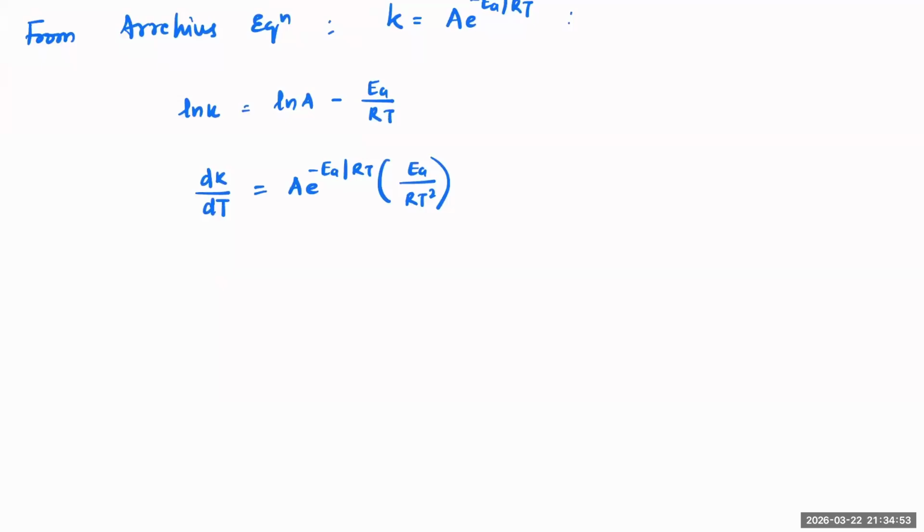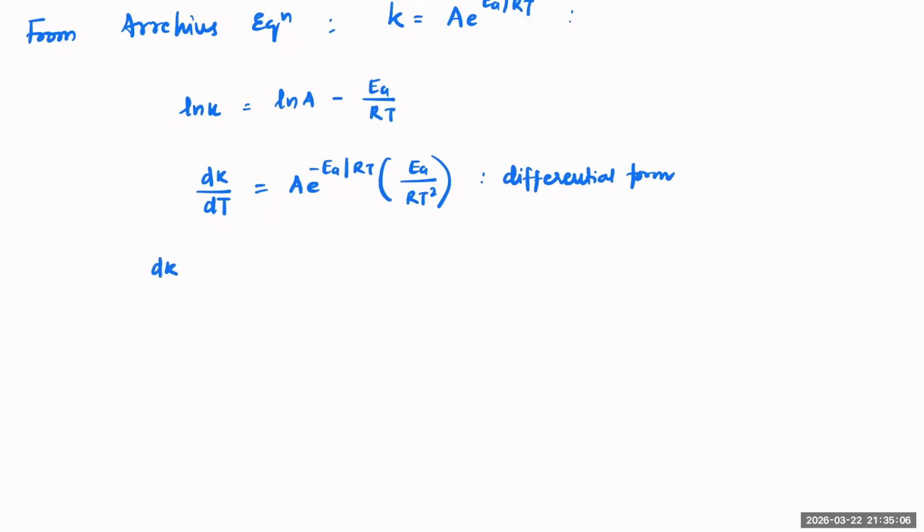Correct. So now this is a differential form. Okay. So now dk by dt, don't pull harder. dk by dt is equal to k into, because this entire thing is again k only, so k into EA by RT square.